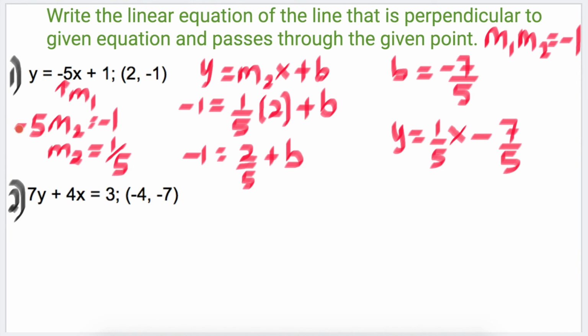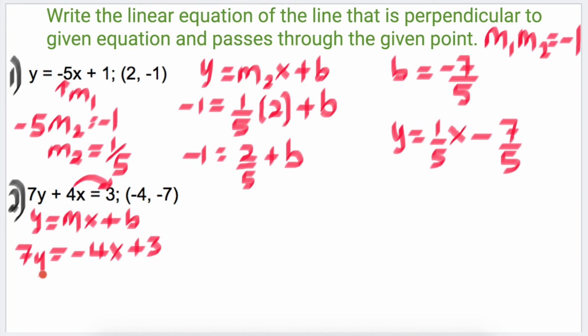In the second math problem, we have 7y plus 4x equals 3. This equation here is not in the slope-intercept form, so we need to rewrite it by putting it into the form that is y equals mx plus b. This 4x, we're going to move it over to the right side, and we have 7y alone, and on the other side you're going to have negative 4x plus 3.